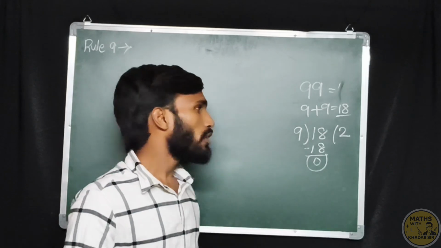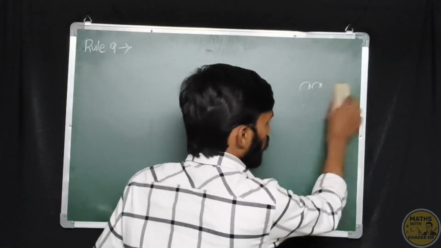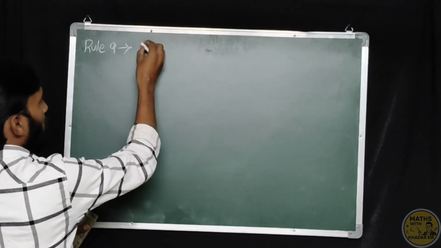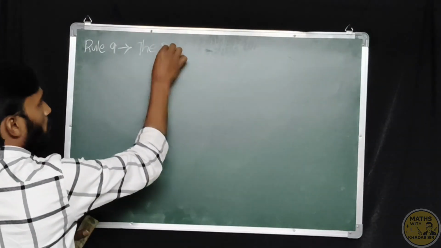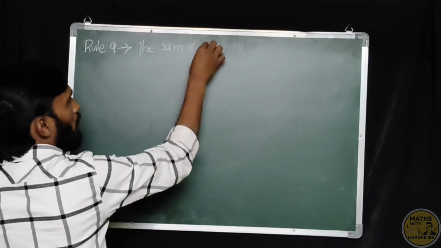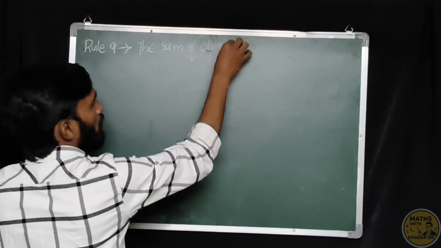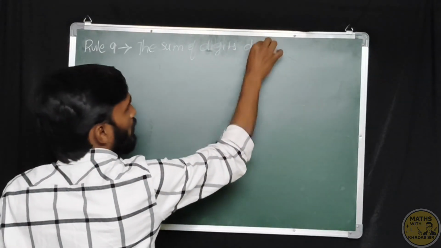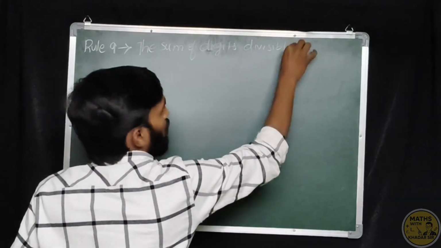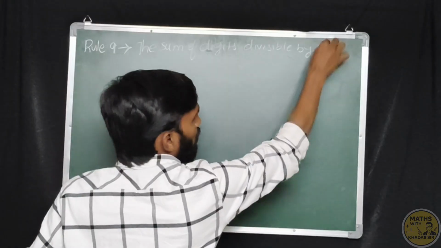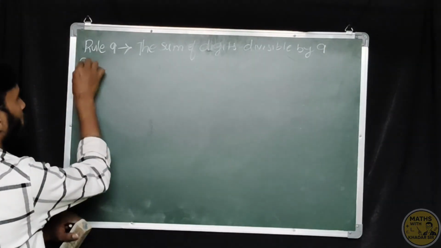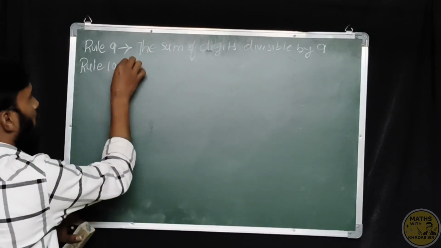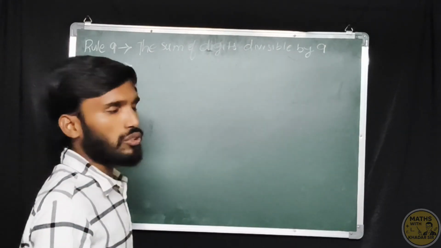That is the rule of 9, same as the divisibility rule of 3. That is nothing but the sum of digits divisible by 9. Now, rule 10. This is also easy.